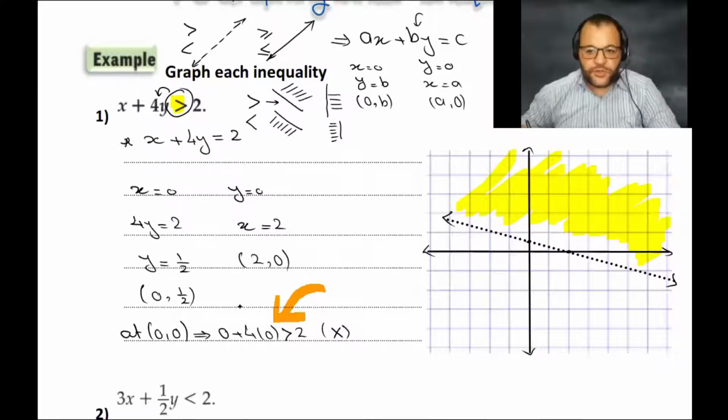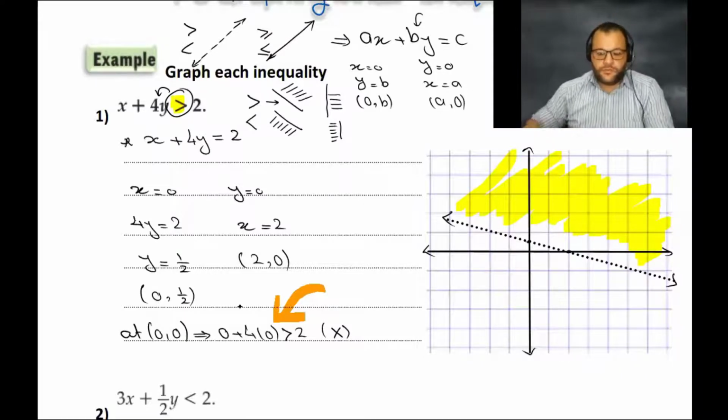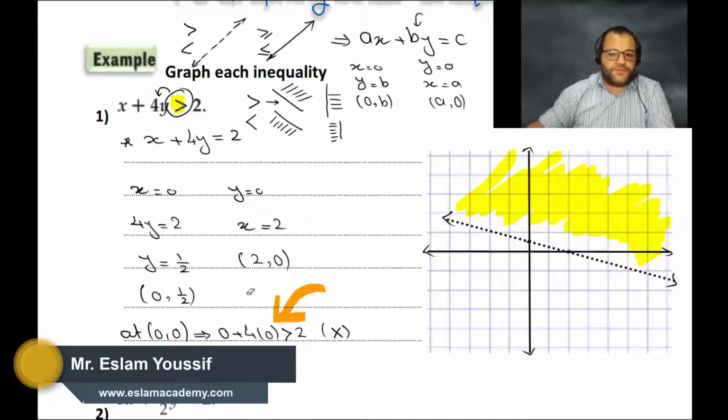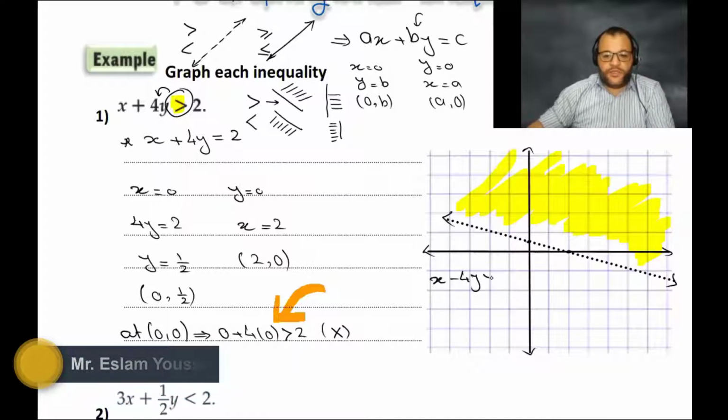Any problem for this one? What if y is negative? I don't know what to do. Convert it to be positive. Leave the what-if until we find it. If y is negative, suppose that we have x minus 4y is greater than 2. Suppose that for this one, x minus 4y is greater than 2.